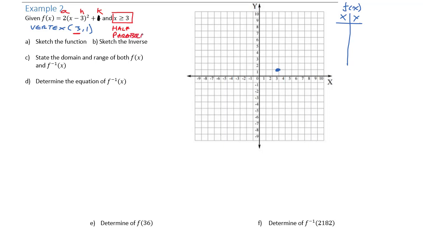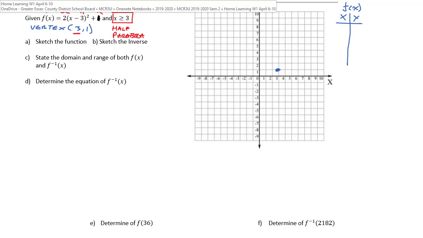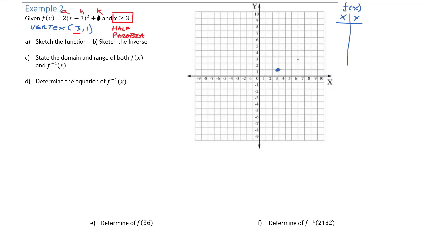I can't spell. All right. So this is going to give us a half parabola, right? Because I'm telling you to only pick numbers greater than or equal to 3. And if 3 is our vertex, there you go. All right, so we're going to start at 3, and we already know 3, 1.